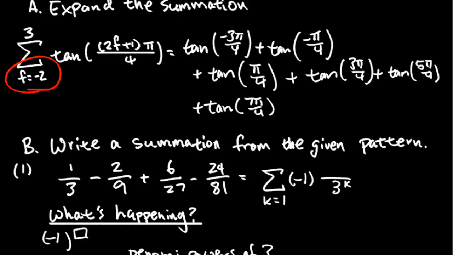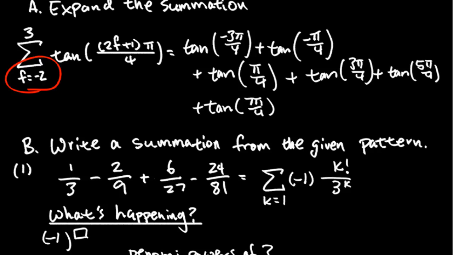Okay, so what's happening on top? 1, 2, 6, 24. If you look at how those are arranged, you'll start to notice a pattern. We actually went over this in the beginning of the year. This is called factorials. So this is 1, this is 2 times 1, this is actually 3 times 2 times 1, and this is 4 times 3 times 2 times 1. So what we're going to get then is k factorial.